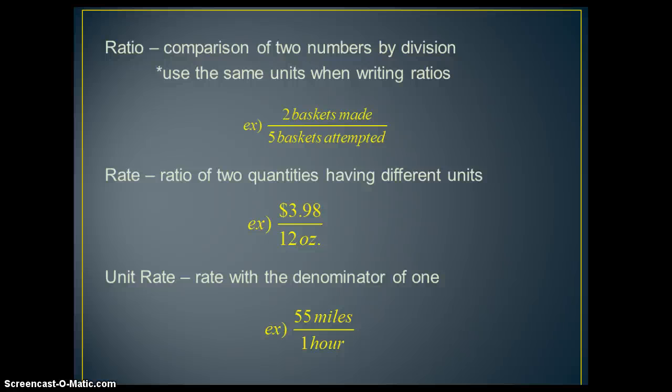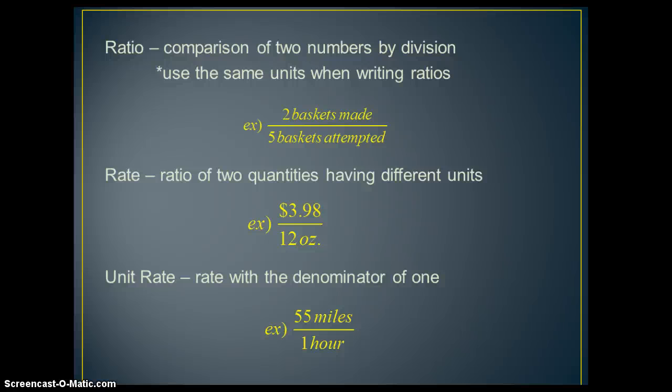So use the same units. A rate is when you have a ratio, but now you have 2 different units. So here you can see dollars over ounces. Okay, there's 2 different units. We're talking about money, and then we're talking about weight. So that's what a rate is. The difference between a ratio and a rate: a ratio talks about the same units, and a rate compares 2 different units.